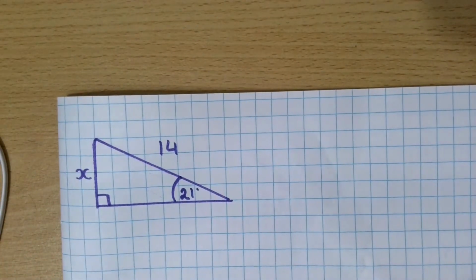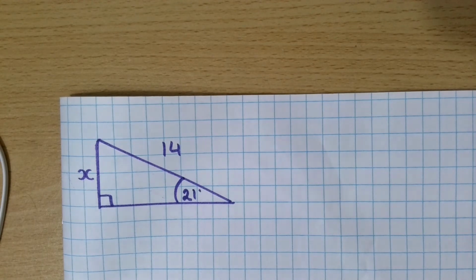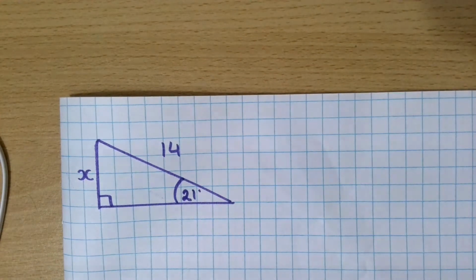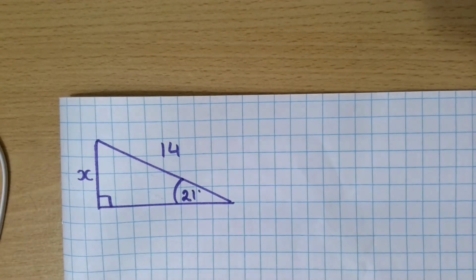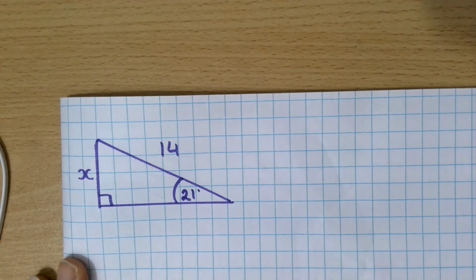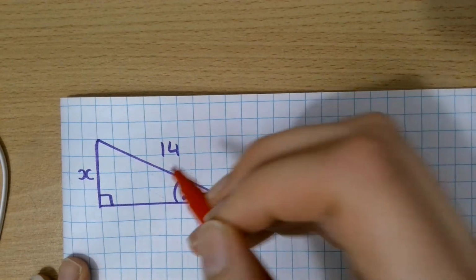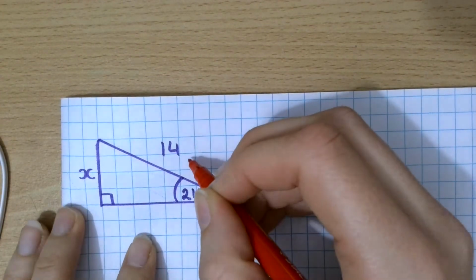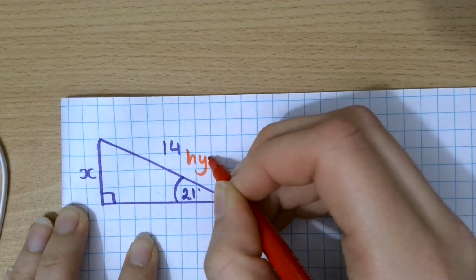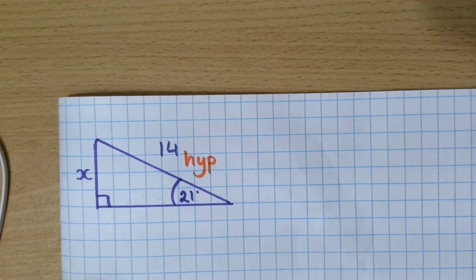So here's my first question. I have a triangle. I know it's a right angled triangle, and I know one angle and one side for my triangle. I am going to use trigonometry, specifically the sine ratio, to find the missing side x. Now we need to learn some labelling. We already know the hypotenuse. This is the hypotenuse side, 14. I'm going to shorten that to hyp.